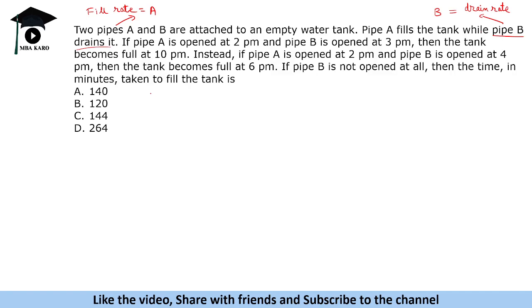Now, in the first case, what is happening? A is opened at 2 p.m. and the tank is full at 10 p.m. So pipe A will fill 8A liters, isn't it? 2 p.m. to 10 p.m. It will fill 8 hours' worth, 8A. And B is opened at 3 p.m. and till 10 p.m. So 3 to 10, it will work for 7 hours. So 7B, and it will drain it. That is why we are taking negative, right? So this means this is equal to a full tank.